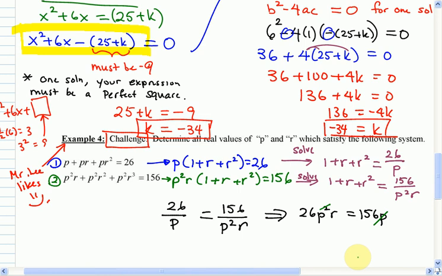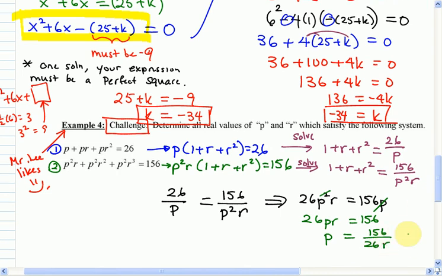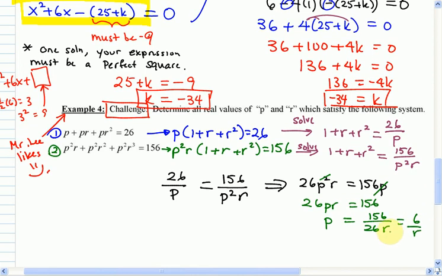What do you want to solve for, p or r? P. So 26pr equals 156, and p equals 156 over 26r. Does 26 and 156 have something in common? Is it 6? Nice. 6 over r. All that work to get p equals 6 over r.